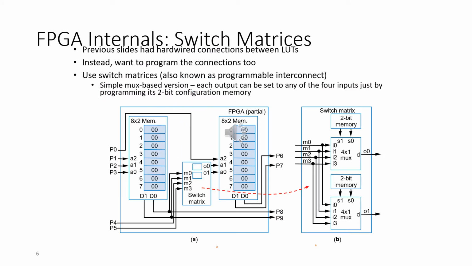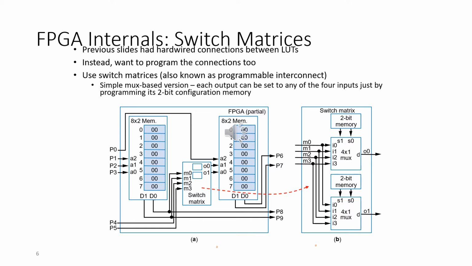Okay, let's see what the FPGA internal structures of a switch matrix are. In the previous example, we had hardwired connections between the LUTs. If we wanted an output to go to the other LUT, we hardwired it, but in actuality we have a switch matrix. What is a switch matrix? We want to program the connections between the two LUTs in such a way that if we want output from the previous lookup table, we can give it to the input of the next lookup table, or if we want some other input, it can also be directed to the LUT input address buses.